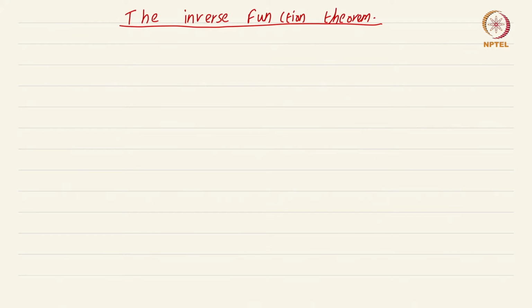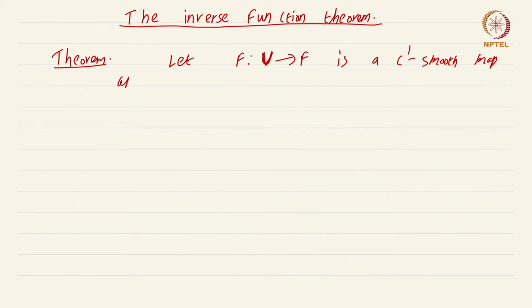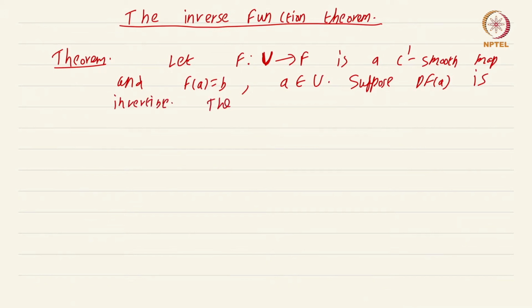Let's state the theorem. Even the statement of the theorem is a bit involved. So, the setup is f from U to F is a C1 smooth map, and f of a equal to b, where a is a point in U. Now, the central hypothesis is, suppose Df_a, which is a linear mapping from E to F, is invertible, then we get a number of consequences.